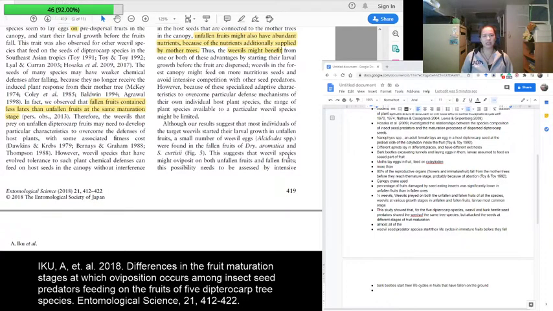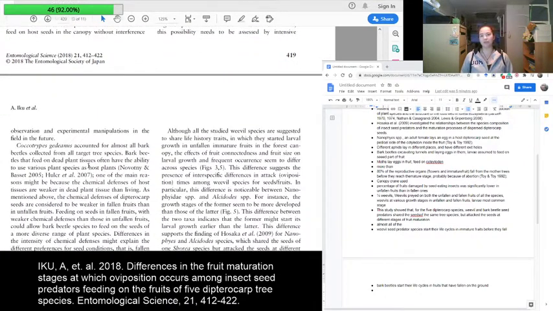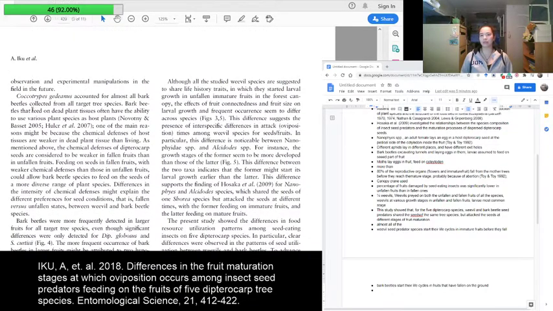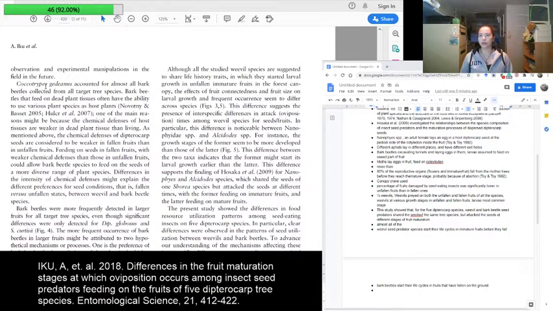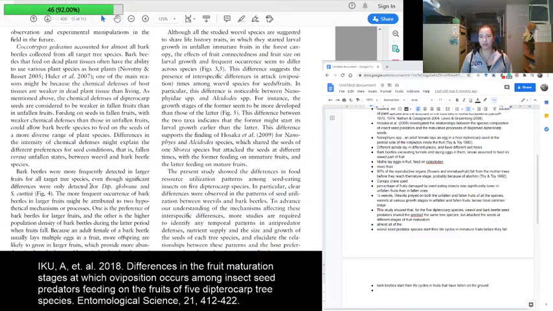Okay. So this suggests that weevil species might oviposit on both unfallen and fallen fruits. It needs to be assessed by intensive observation and experiments. Okay. So the Cocotripes is a type of beetle, I think. Yep, beetle collected from tree species. Bark beetles that fed on dead plant tissues often have the ability to use various plant species as host plants. Dipterocarp seeds are considered to be weaker in fallen fruits than in unfallen fruits. Feeding seeds in fallen fruits with weaker chemical defences between the weevil and the beetles.